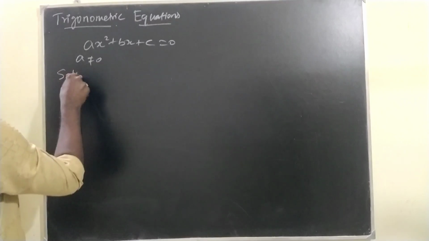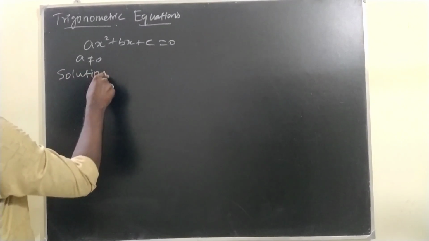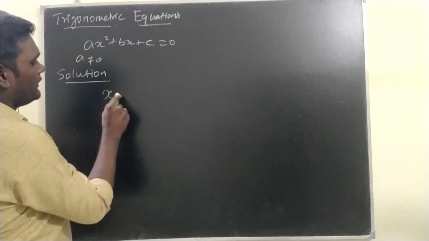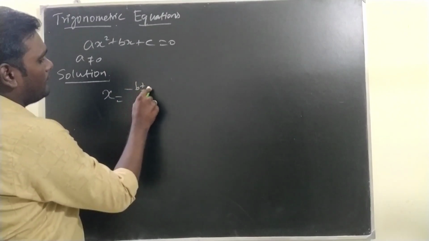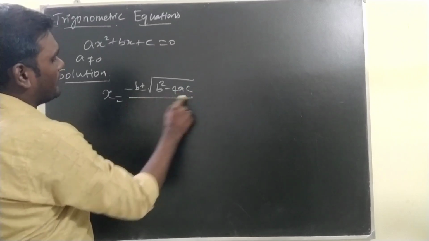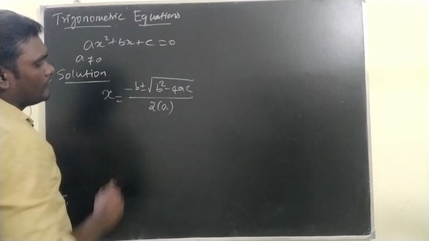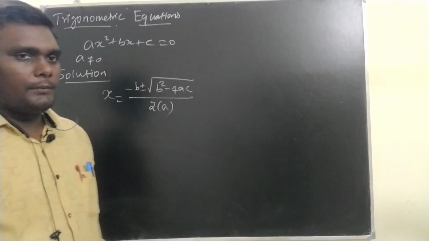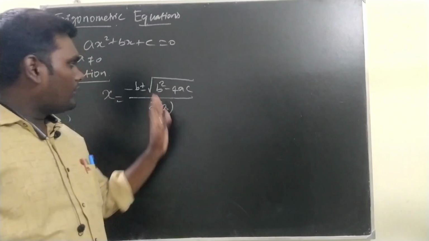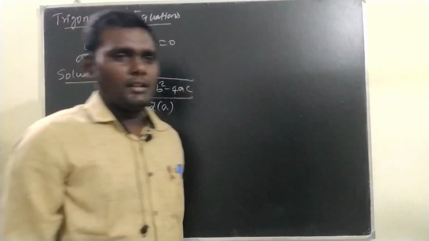See, solution of this equation is what? Solution of this equation, we may say x equals minus b plus or minus root of b square minus 4ac divided by 2a. Okay, this is the solution of the equation. So that like we can find the solution, there will be one solution only will come.